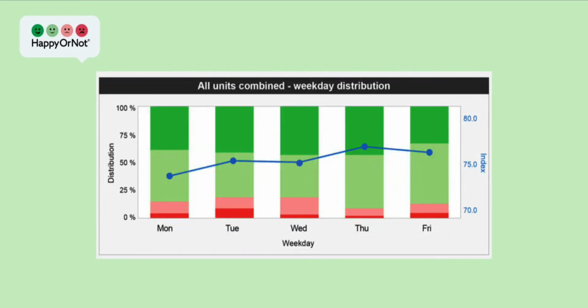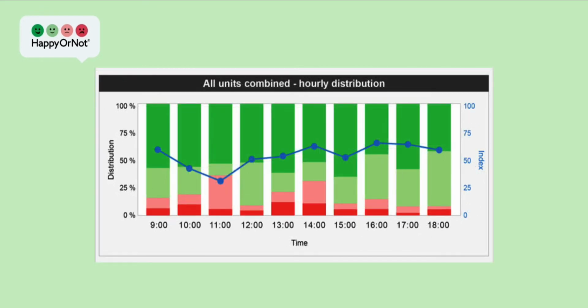This all units combined weekday distribution chart shows the average results of each active weekday during the report's time period for February 2022 in this example. This all units combined hourly distribution chart shows the average results of each active hour during the report's time period for February 2022 in this example.